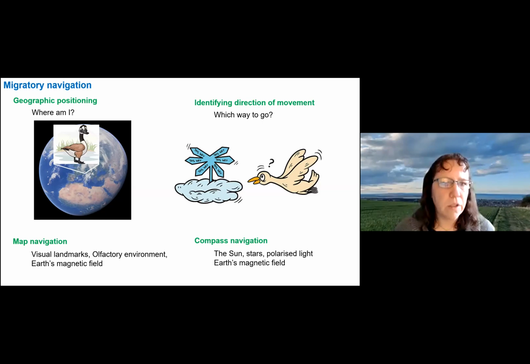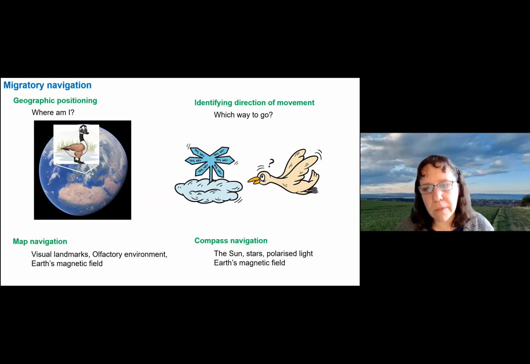First of all, the birds need to know where they are. This is called geographic positioning, and it can be done through map navigation. They can look at visual landmarks, they can smell their way through the olfactory environment, or they can use, for example, the magnetic field.